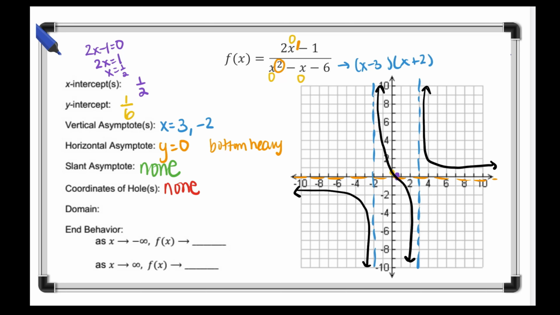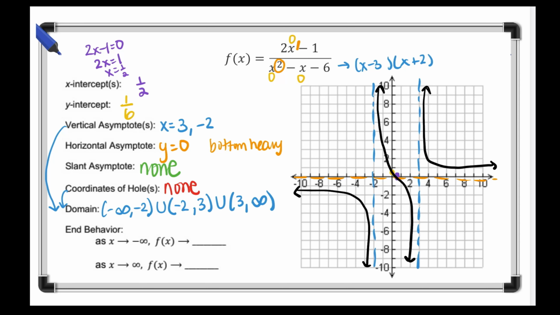All right, so remember your domain. You have to consider your vertical asymptotes as well as your hole, which we don't have any holes, so we're just going to look at the vertical asymptotes. I'm looking from left to right for domain. I would start at negative infinity and go all the way to negative 2. I get stopped by my asymptote there, so nothing past negative 2, not inclusive. Then from negative 2 to 3, stopped by that asymptote, and then 3 to infinity.